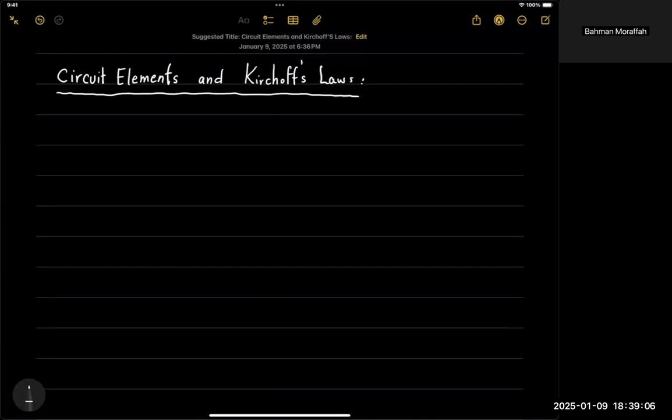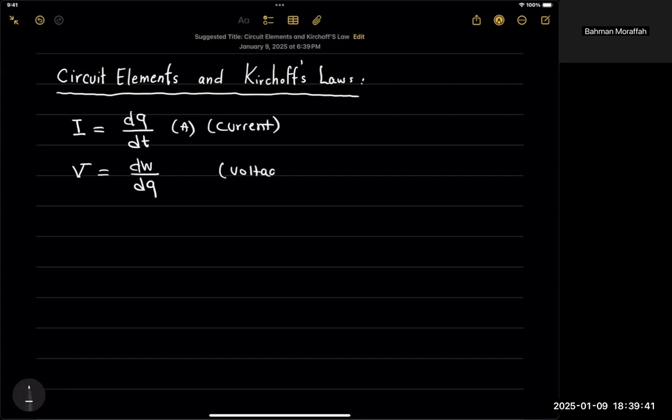So if you guys recall, we defined I to be the rate of change of charge per unit of time. We defined I to be dq/dt, and we set the unit for current as amps. We also defined the potential difference, or voltage, to be the rate that the work is changing per unit of charge, dw/dq, and we set the unit for the voltage as volts.